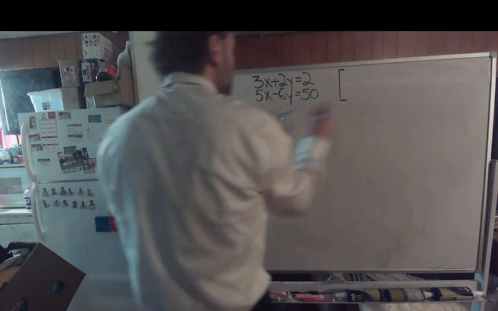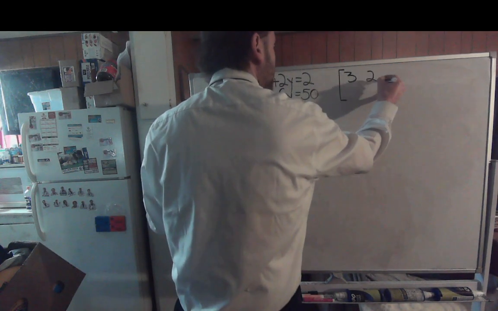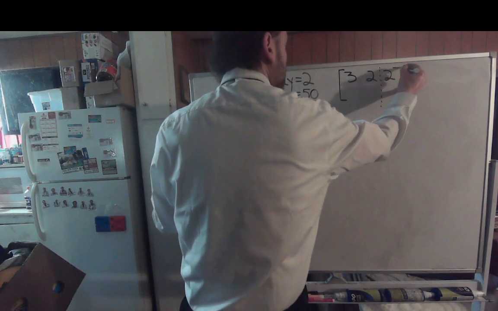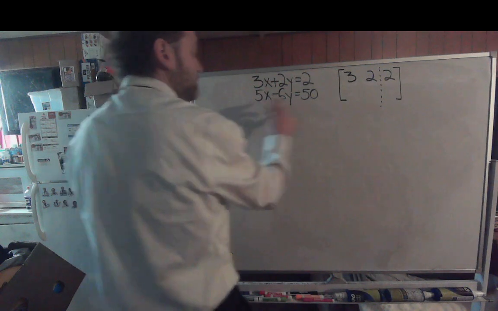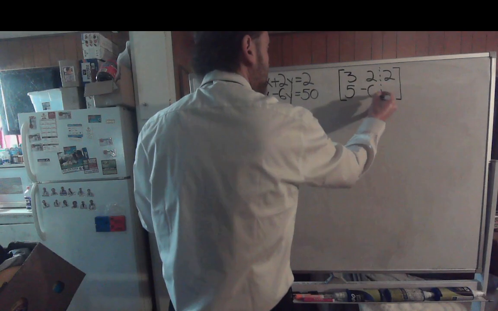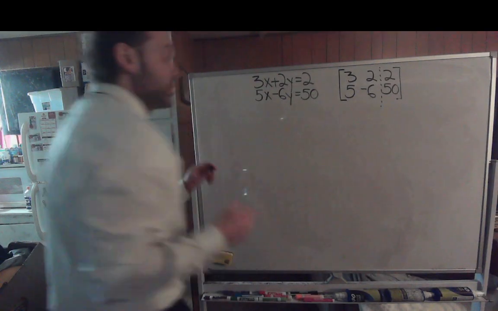Let's go ahead and start with our matrix. So take the 3 on the x, the 2 on the y, and then take that 2, put it to the right of the augmented line, and then take the 5 on the x, the -6 on the y, and then take the 50, put it to the right of the augmented line. And there's your matrix.